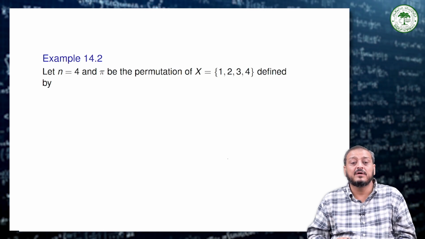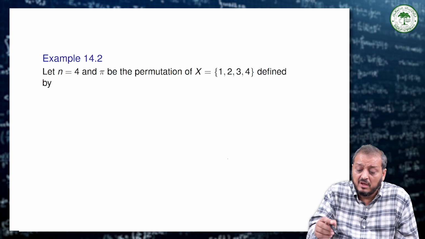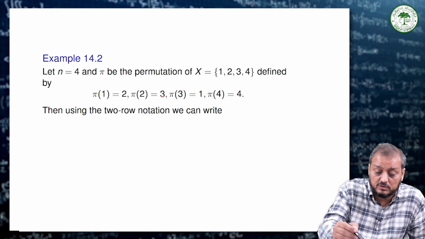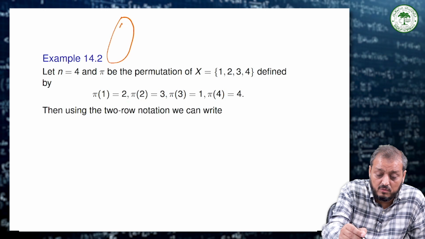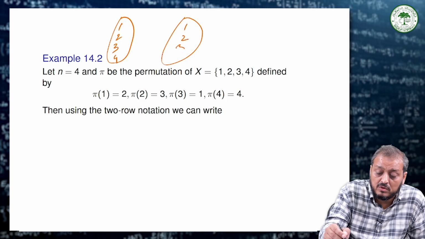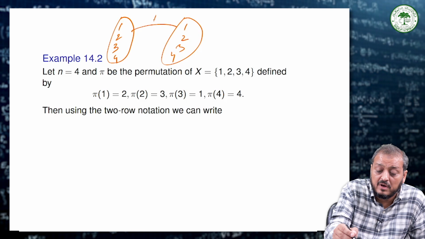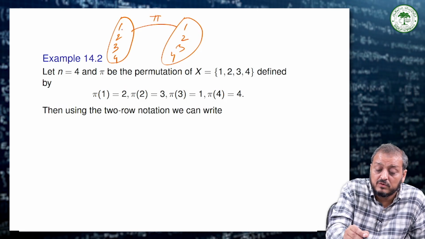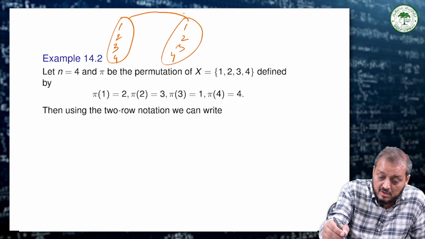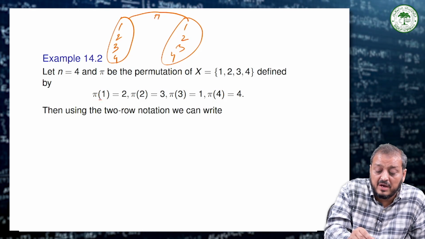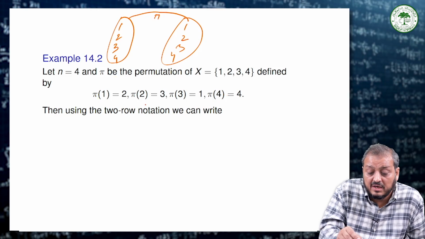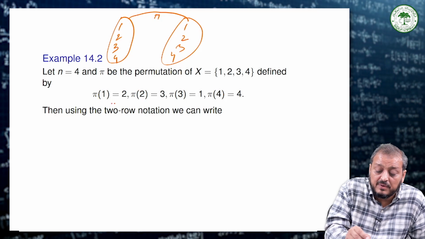For example, take n equal to 4 and let pi be a permutation of 1, 2, 3, 4, defined as pi of 1 is equal to 2, and pi of 2 is equal to 3. So we have a map pi from 1, 2, 3, 4 to 1, 2, 3, 4, with pi of 1 equal to 2. Similarly, we write the rest.